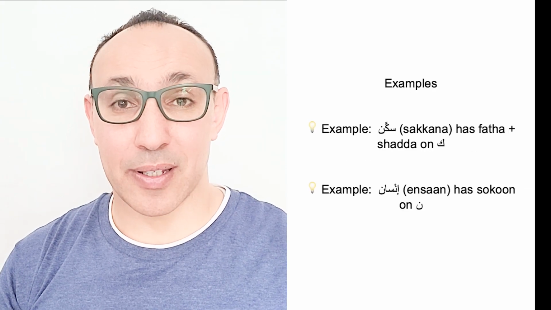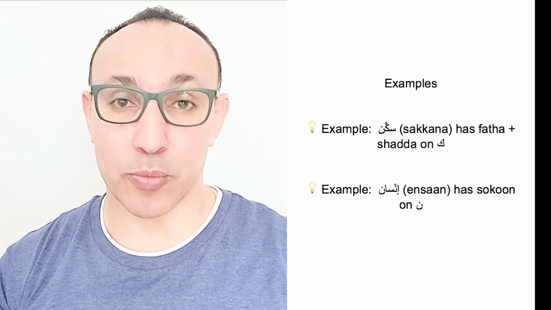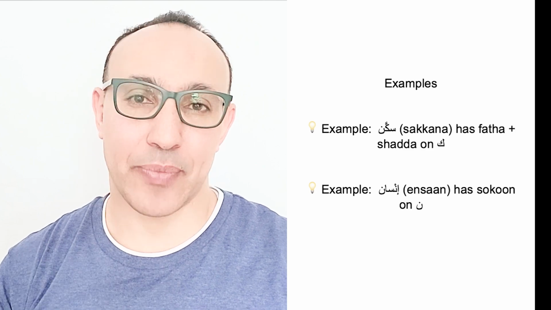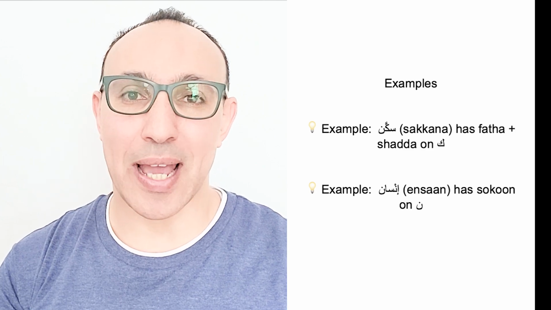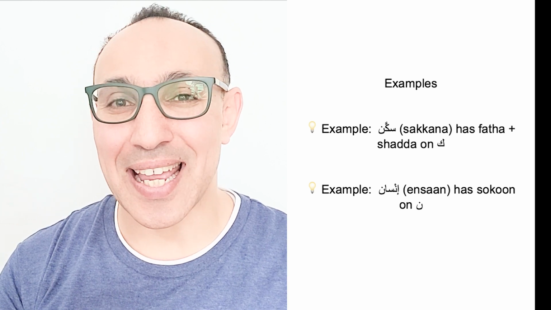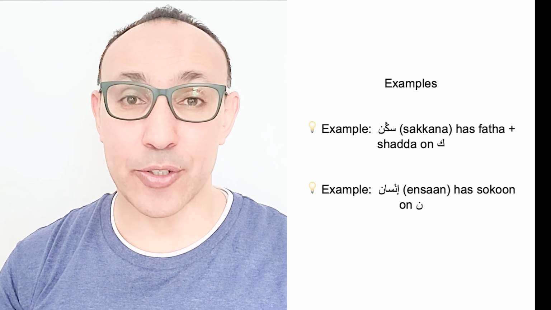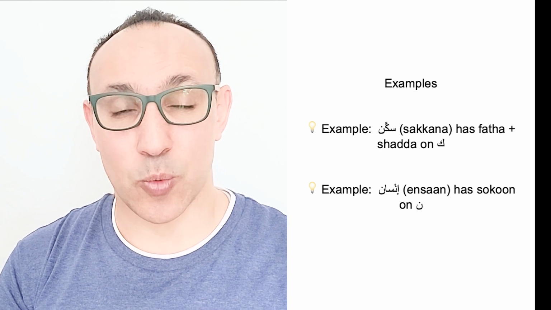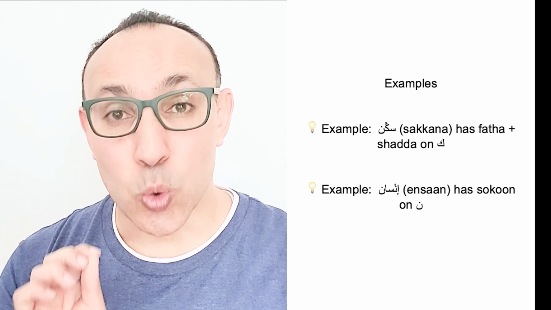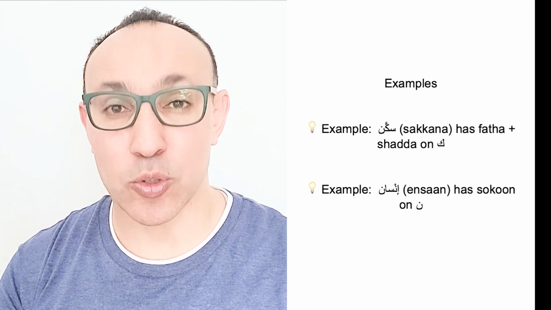Let's have an example. The word sakkana, which means gave shelter to, or gave a home to. We have on the kaf this shadda movement, and with the main movement fatha, the combination of shadda and fatha. Sakkana. Okay, another example. The word insan, which means human being, has the sukun movement on the noon. So the noon is not pronounced, or is silenced.